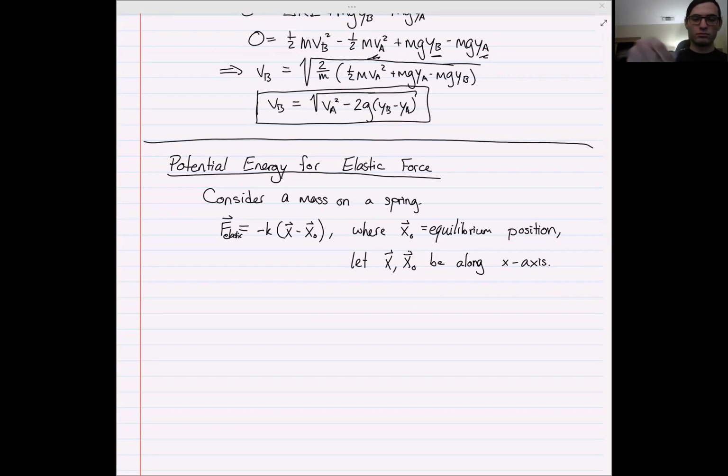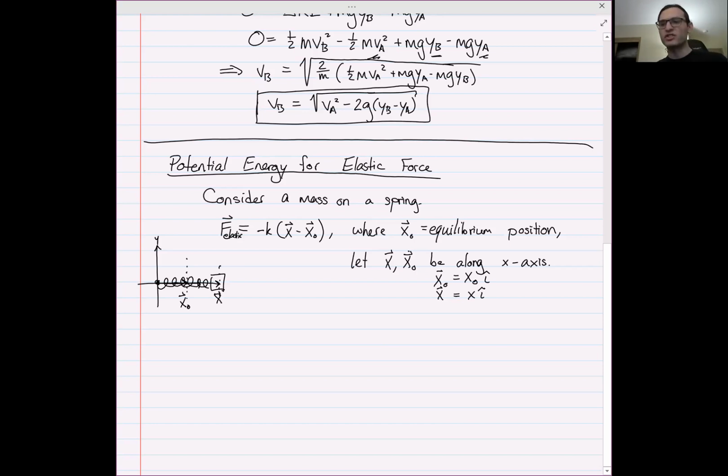The thing to imagine is you have your axes, y and x, and you have your spring tied off at the origin here. Maybe here's our mass at position x, and the vector to the equilibrium position would be x naught. That means the x naught vector would be x naught in the i hat direction, and the x vector would be x in the i hat direction. x is just the current position.